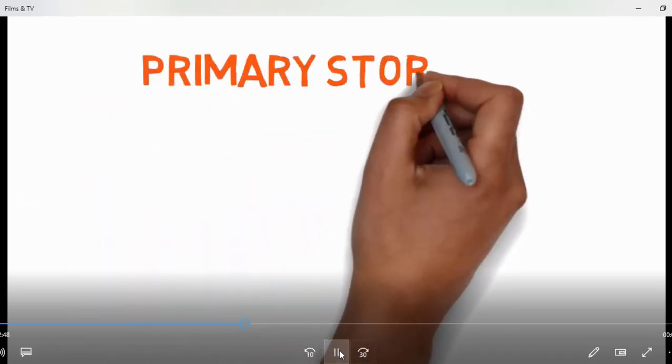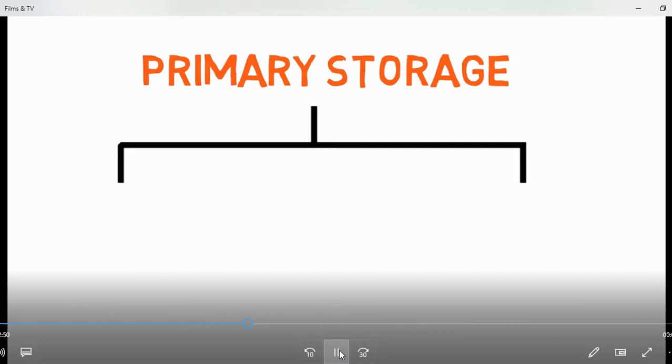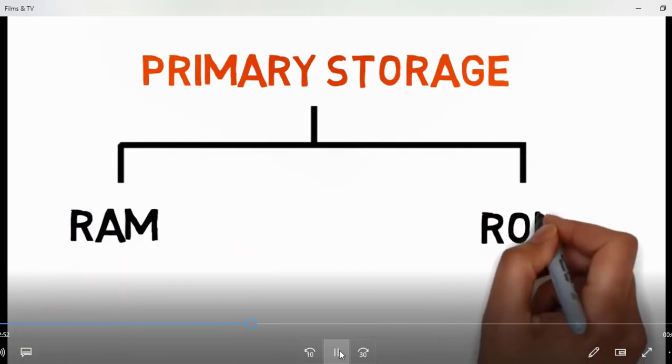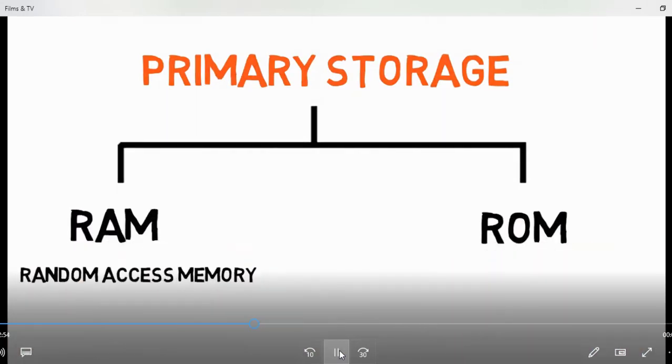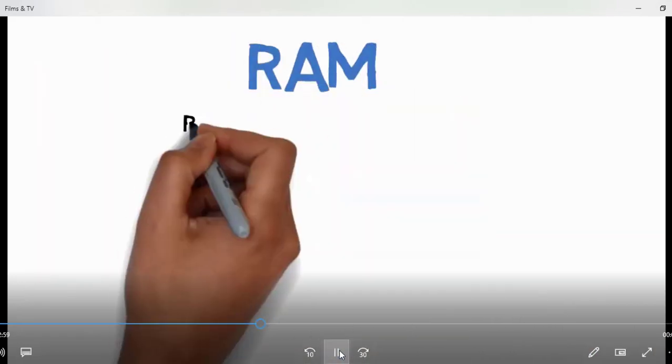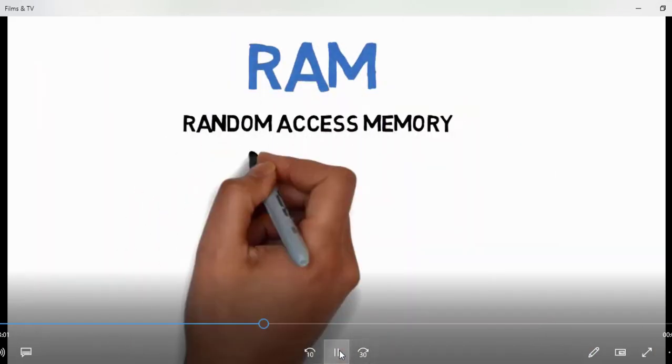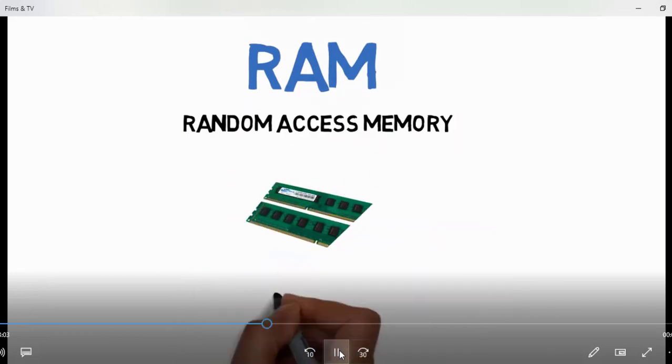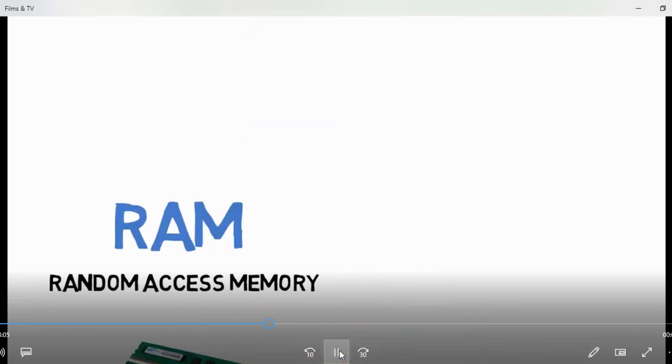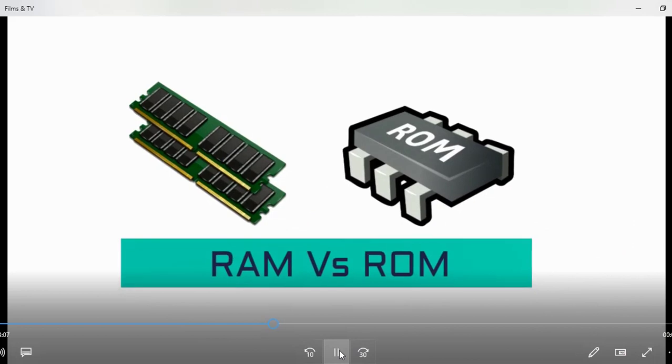Okay, let us see the primary memory. It is classified into two types, that is RAM and ROM: random access memory and read-only memory. RAM, random access memory, temporarily stores computer data.